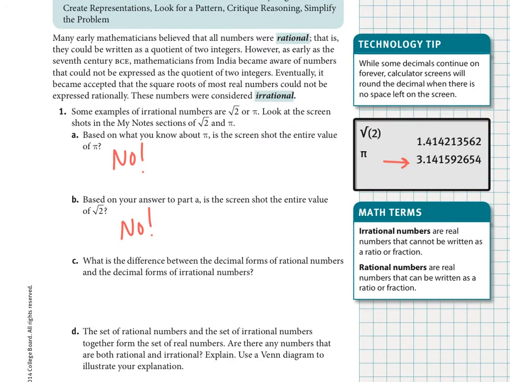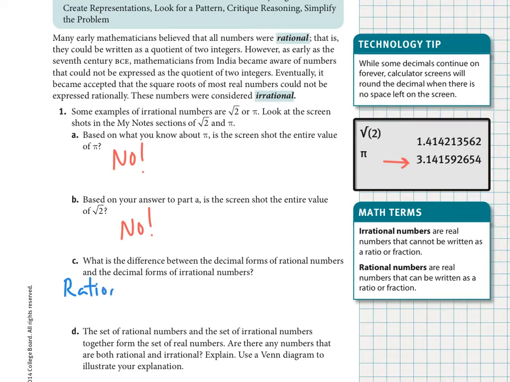So your calculator can obviously only show so many digits, right? It just doesn't have enough space. It's impossible. It never ends. Okay, so part C, we just talked about what's the difference between the decimal forms of rational numbers and the decimal forms of irrational numbers, and I just want to make sure we're clear on this.